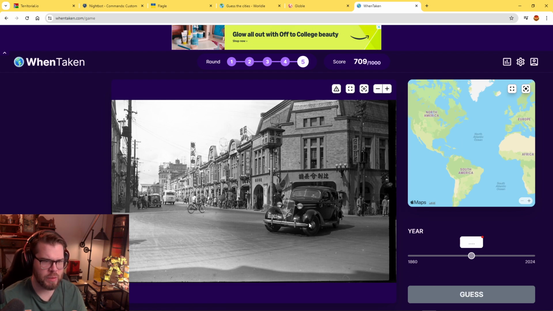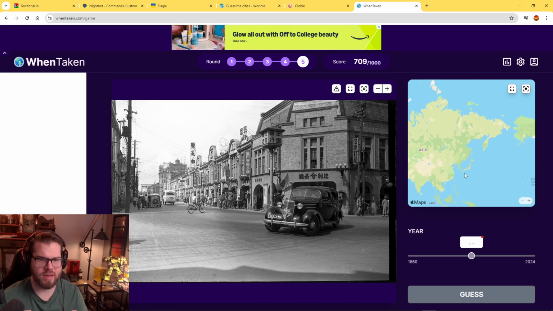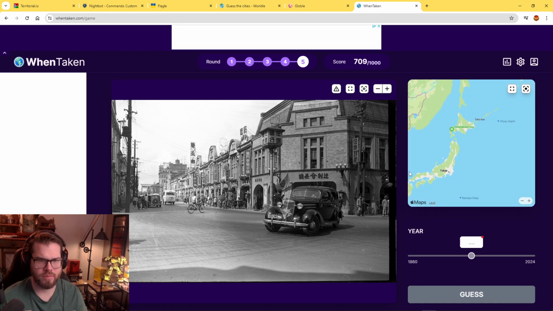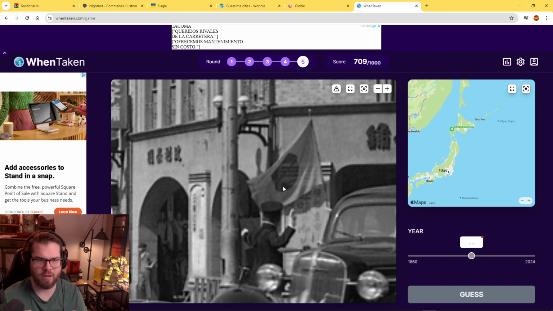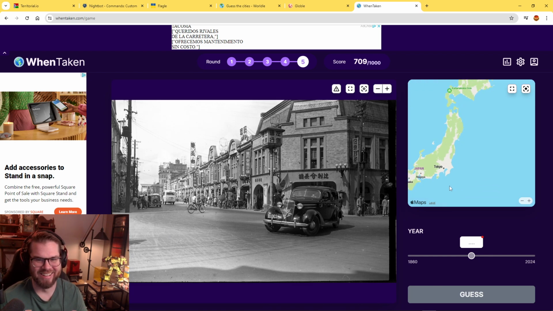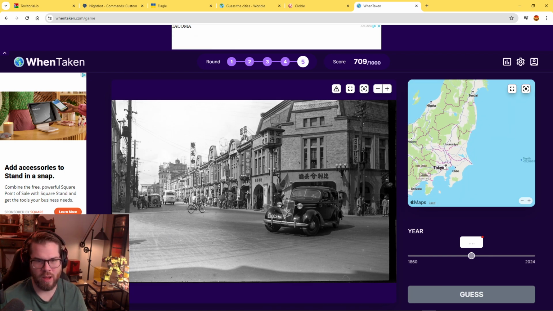Let's flip the script though. Where is this? This is Japan. Land of the Rising Sun. You can tell because there's a Japanese flag right there. And we're saying this is Tokyo. Why? I don't know. A lot of things happen in Tokyo.